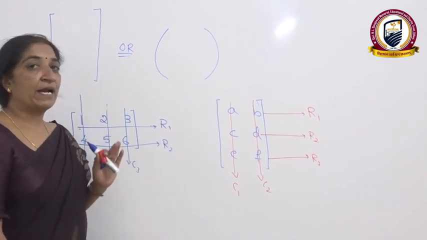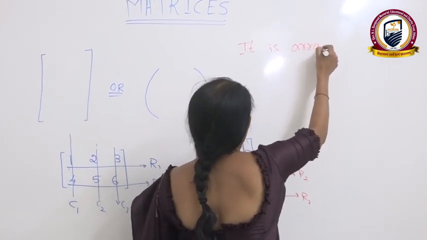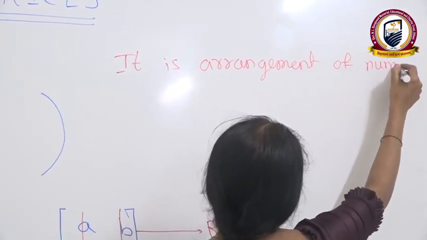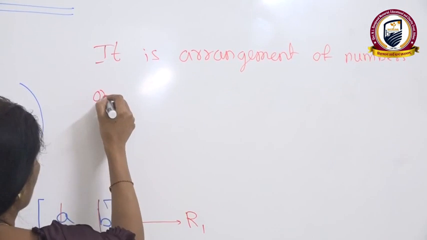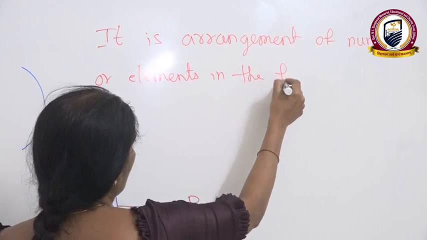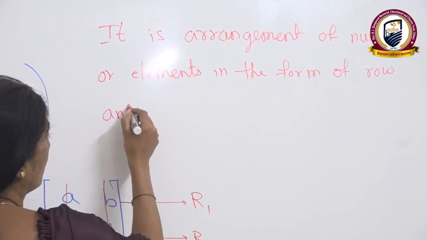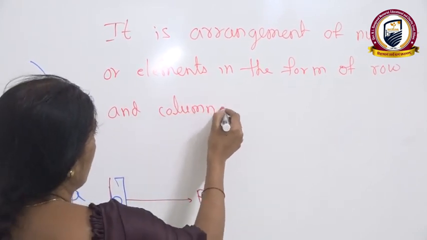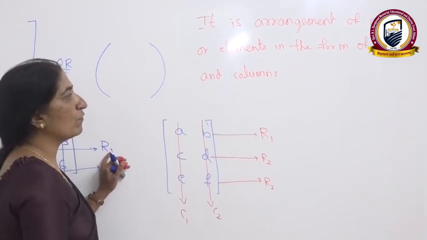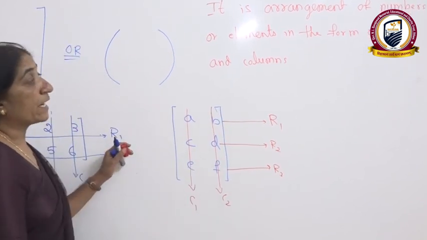What is a matrix? A matrix is nothing but an arrangement of numbers or elements in the form of rows and columns. So tell me, students, what is a matrix? It is nothing but an arrangement of numbers or elements in the form of rows and columns. And the elements or numbers, we call them entries.